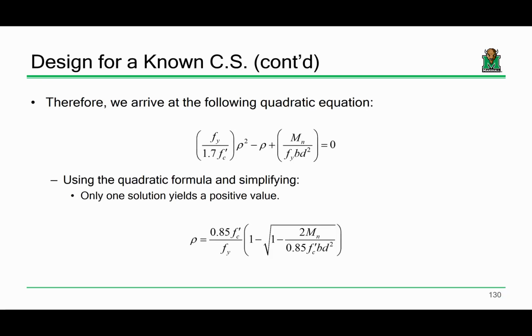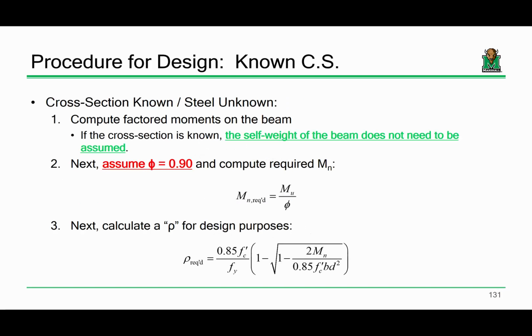So if I have a quadratic equation, I can take that quadratic equation, throw it in this thing called the quadratic formula, and solve for rho, right? Make sense? And so once I solve for rho, rho bd will give me the required area of steel. So when we design for a known cross-section, the only assumption that we have to make is phi, because we don't know what the strain in the steel is, because we don't know what the steel looks like. But we compute the factored moments on the beam. We don't have to assume a beam self-weight because we know what the beam looks like. So there's no assumptions there.